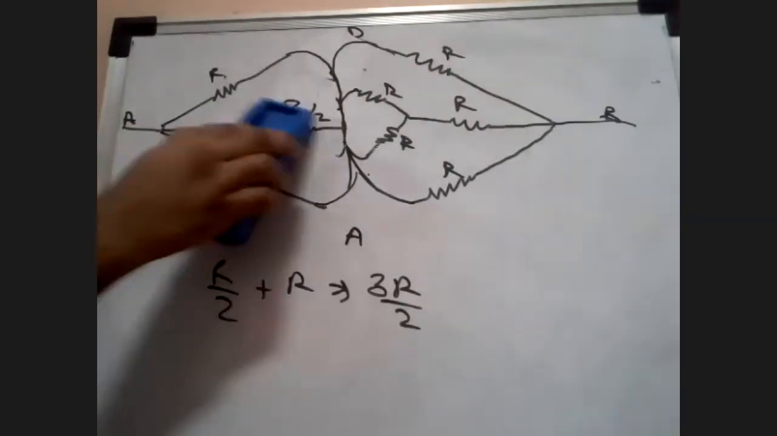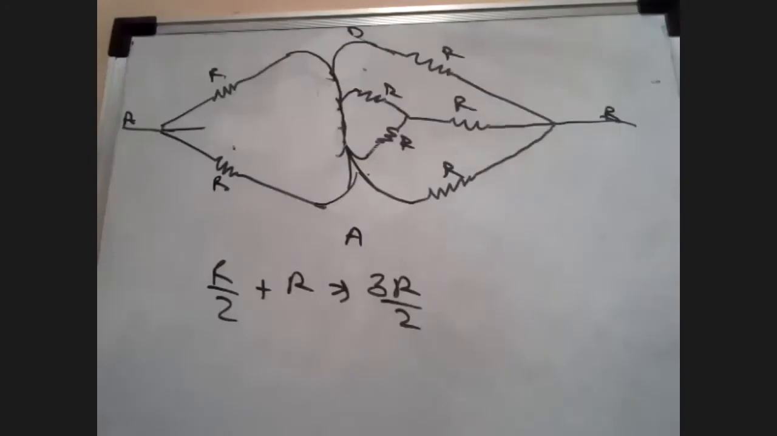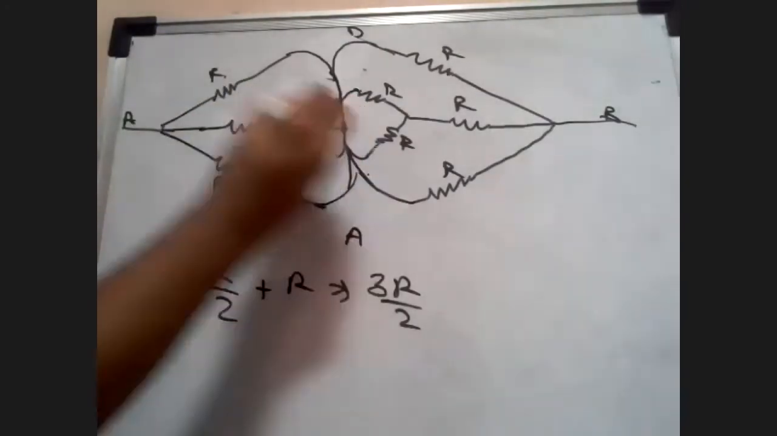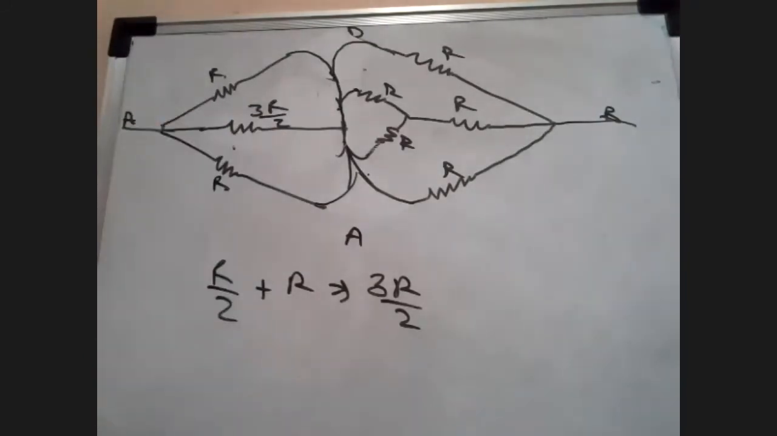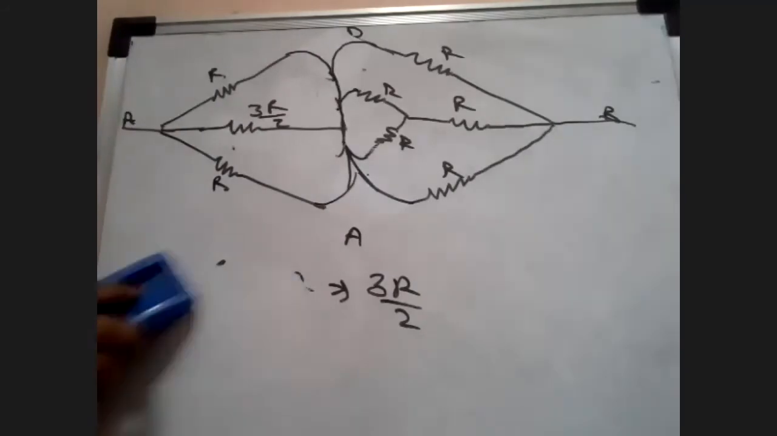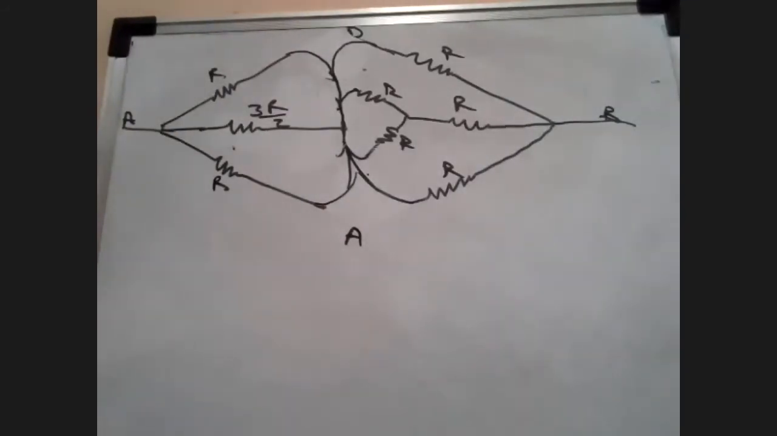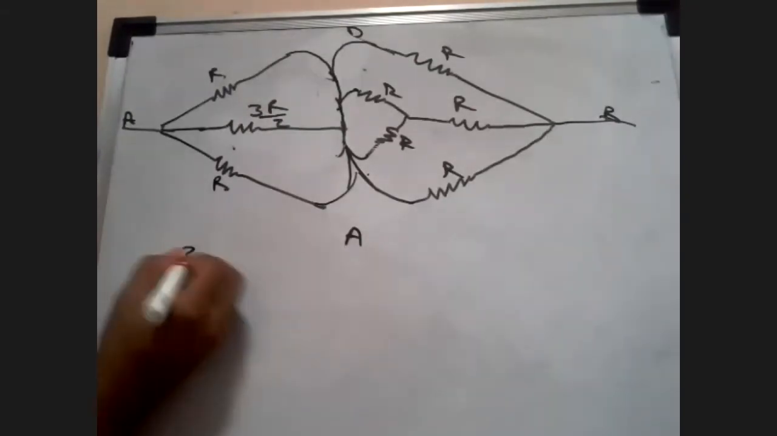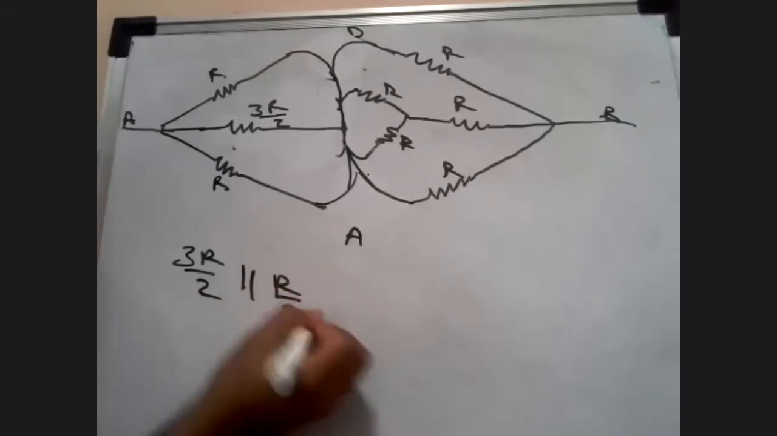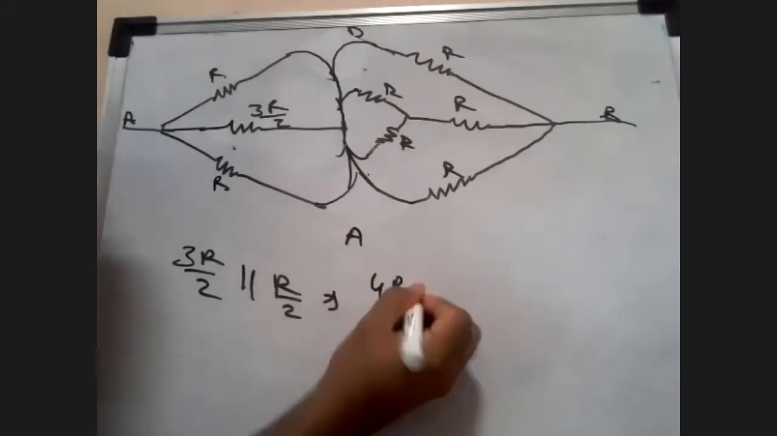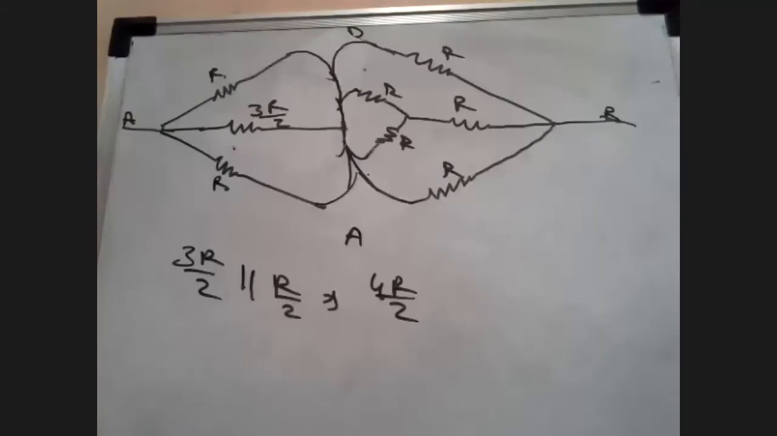And then ultimately what you'll get? You'll get 3R by 2, which is in parallel with what? Two resistors, and that is R by 2. So 3R by 2 is parallel with R by 2. How much is that? 4R by 2. Has everyone got this answer?